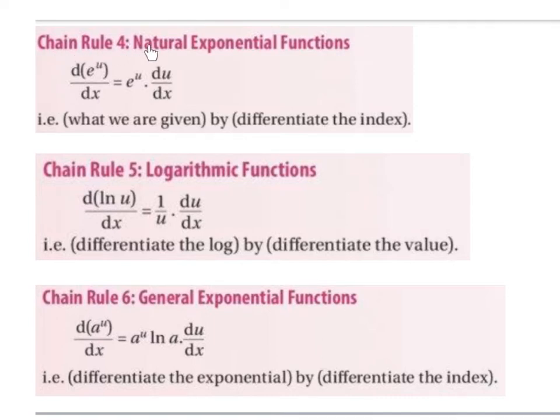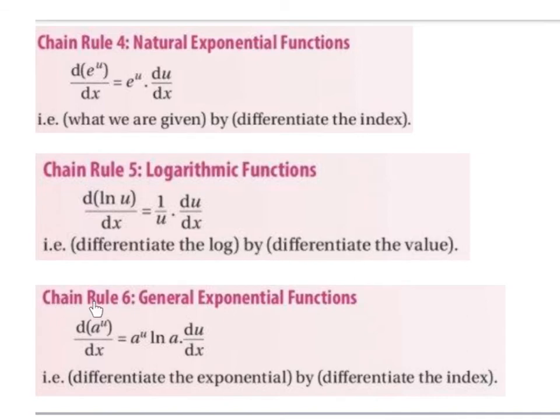Chain rule 4, natural exponential functions. d(e to the power u)/dx is equal to e to the power u times du/dx. Or put simply, just write down exactly what you're given and multiply it by the derivative of the index or the power. Chain rule 5, logarithmic functions. d(ln u)/dx, or d natural log u over dx, is equal to 1 over u times du/dx, i.e. differentiate the log and multiply that by the derivative of the value.